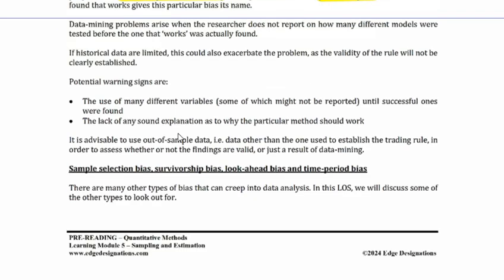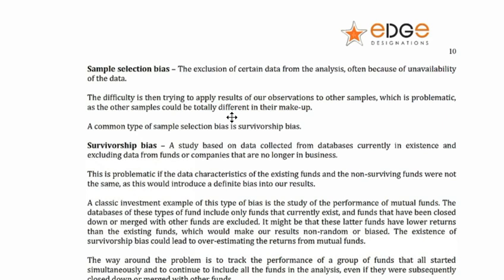We look over here at some more biases: sample selection bias, survivorship bias, look ahead bias, and time period bias. Sample selection bias, top of page 10, is when you select your sample and include and perhaps exclude certain data from the analysis. Now you ask yourself the question: is it a valid sample, and is the sample truly representative of the population?